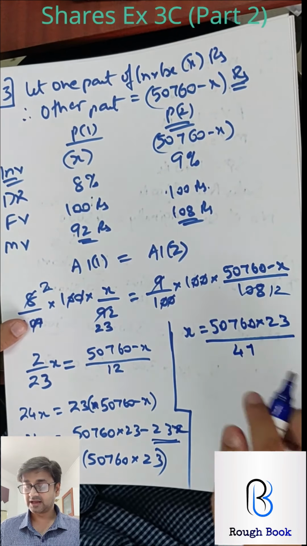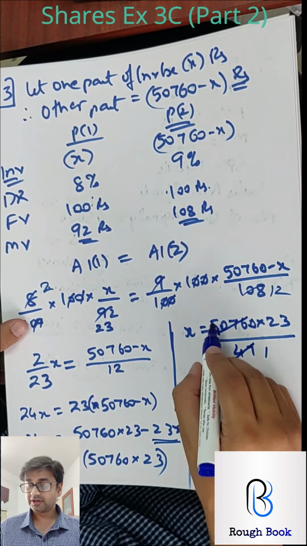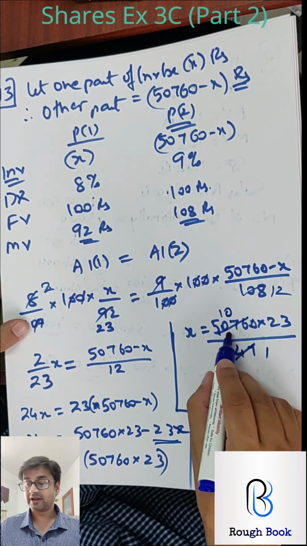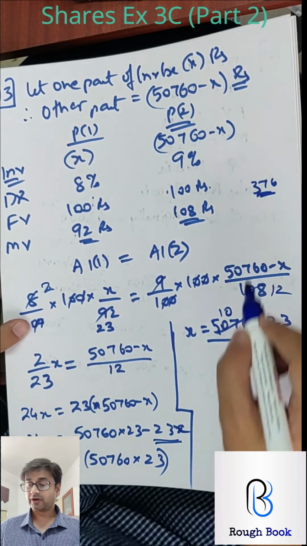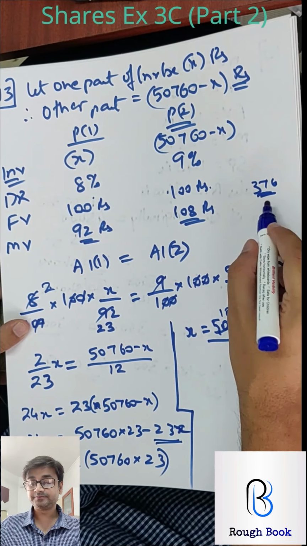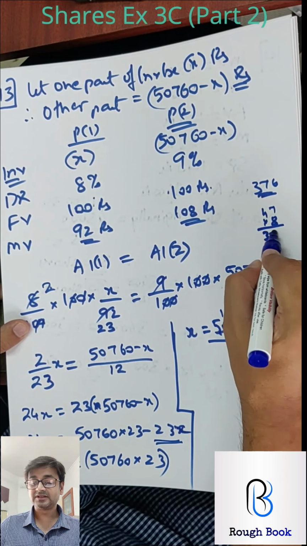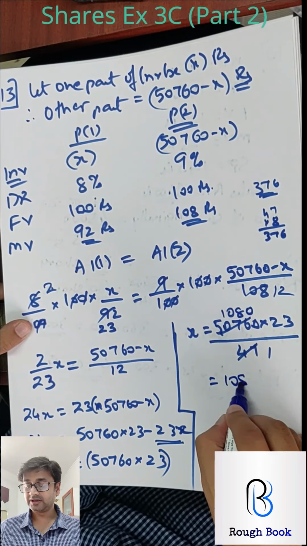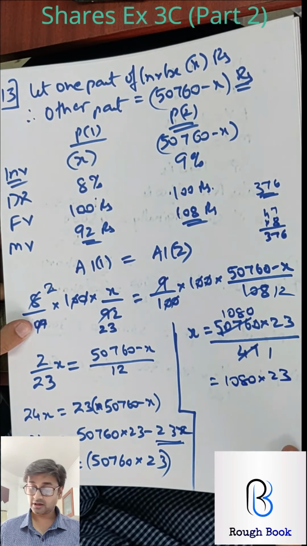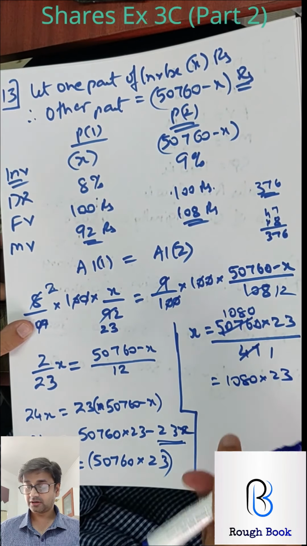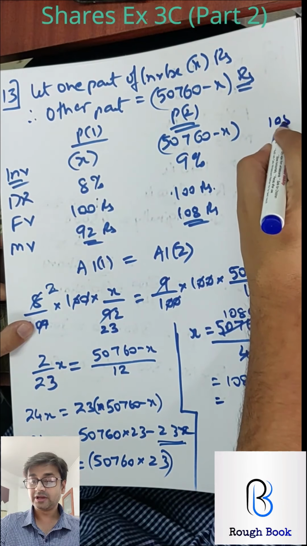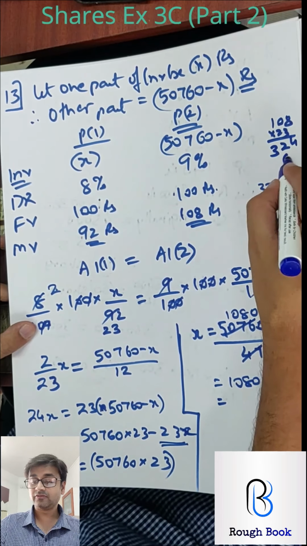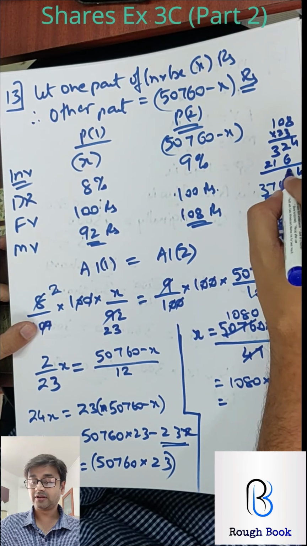Now you can cancel this directly. 47 ones are 47, 47 3s are 141, so 50,760 cancels down to 1080. Now I get 376. So 47, if I multiply by 8, it is going to be 376. So I get 1080 into 23. Yeah, that should become your first part. So let's multiply 1080 into 23. So 3 4s are 12, and so on. So I get 24,840.